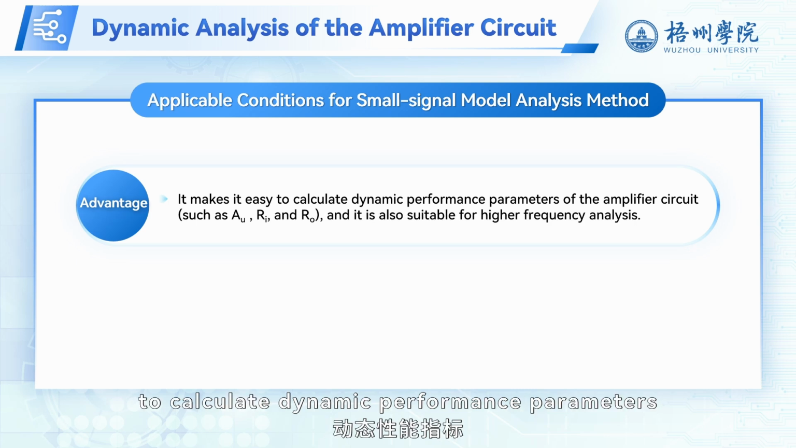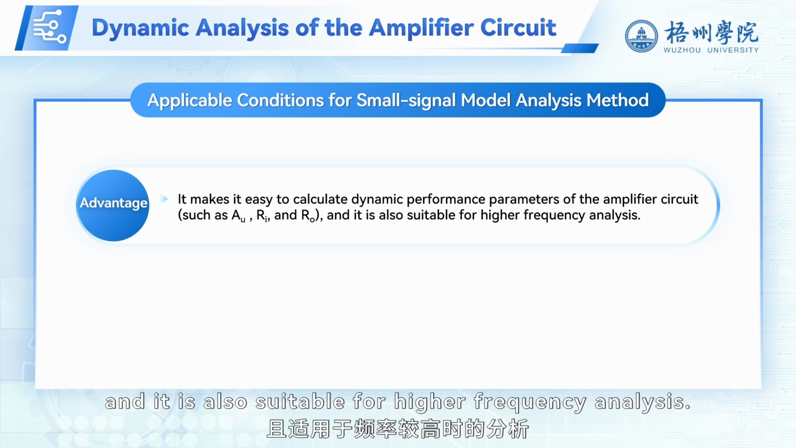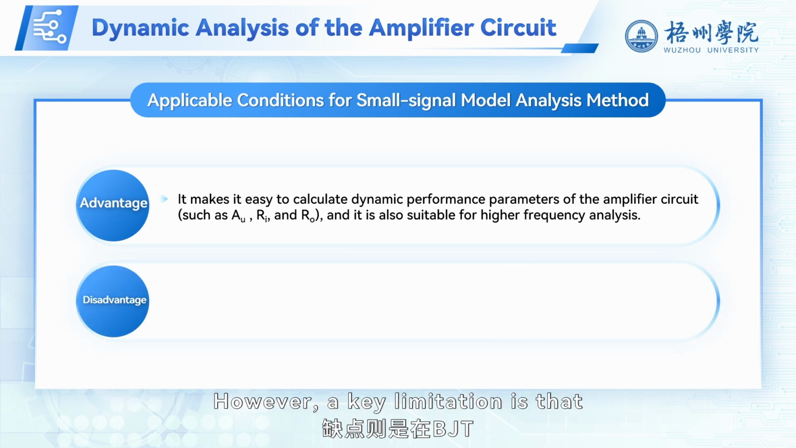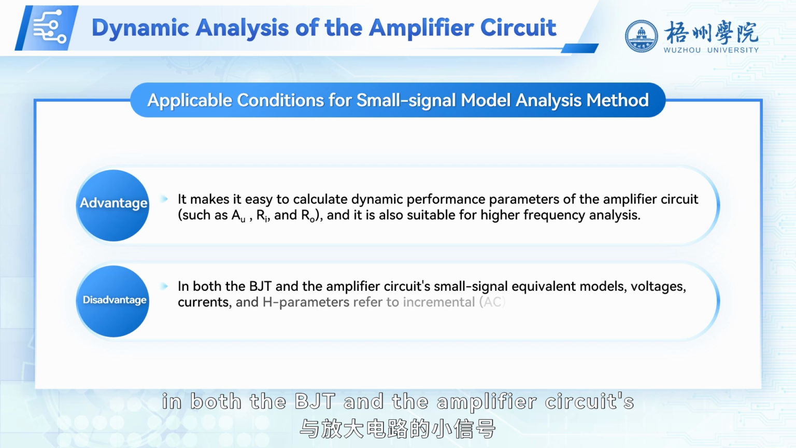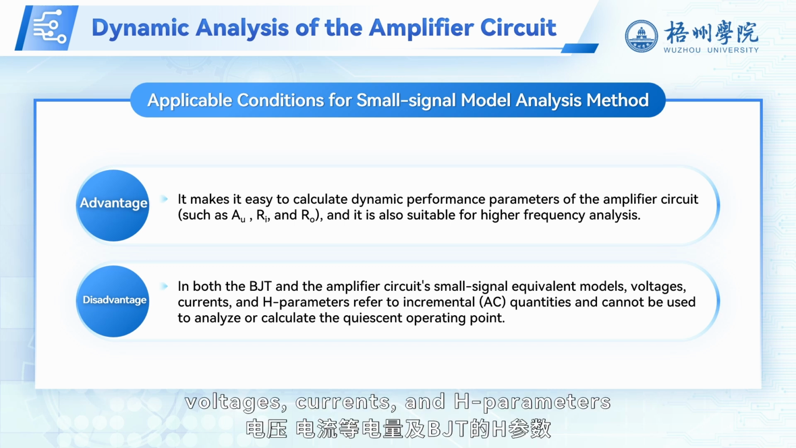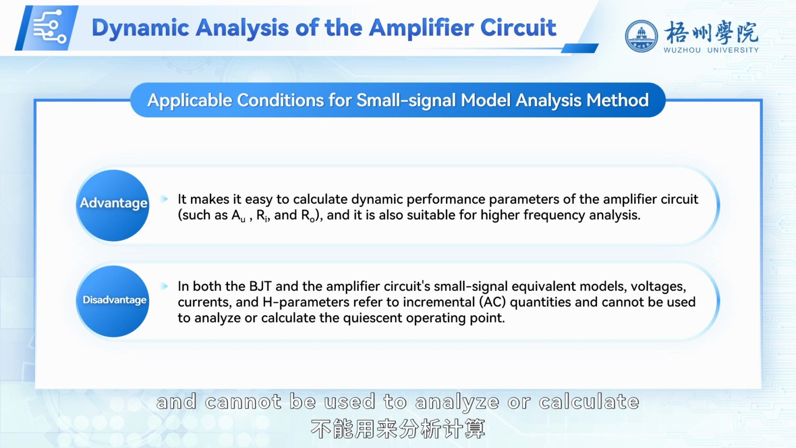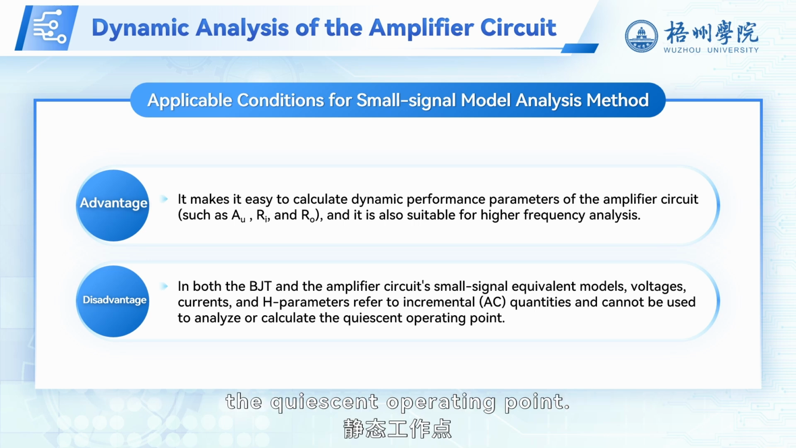The main advantage of the small signal equivalent circuit analysis method is that it makes it easy to calculate dynamic performance parameters of the amplifier circuit, such as AU, RI, and RO, and it is also suitable for higher frequency analysis. However, a key limitation is that in both the bipolar junction transistor and the amplifier circuit's small signal equivalent models, voltages, currents, and H parameters refer to incremental, AC, quantities and cannot be used to analyze or calculate the quiescent operating point.